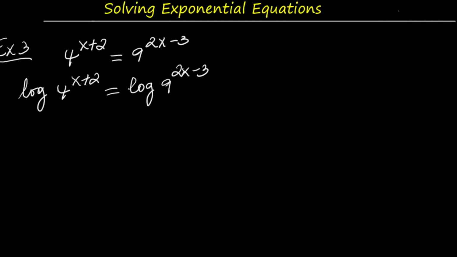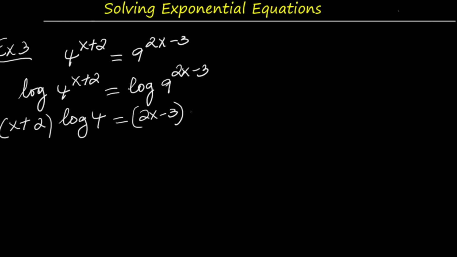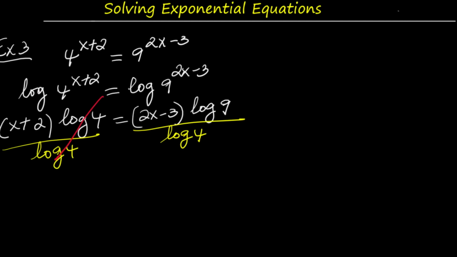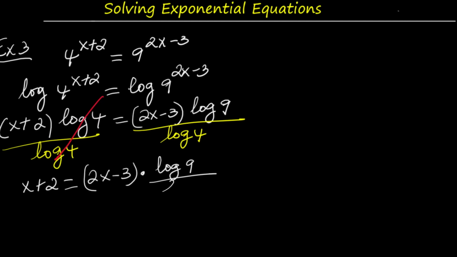Step 2. Bring down the exponents using the power rule. It becomes the quantity x plus 2 times log 4 equals the quantity 2x minus 3 times log 9. Step 3. Divide both sides by log 4. That removes log 4 from the left side. Now we have x plus 2 equals the quantity 2x minus 3 times log 9 over log 4.